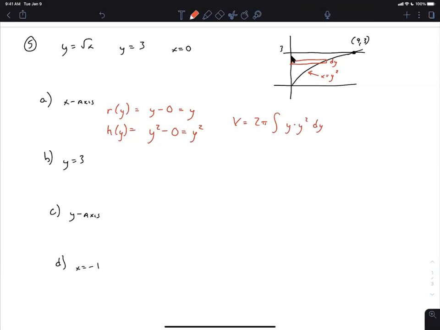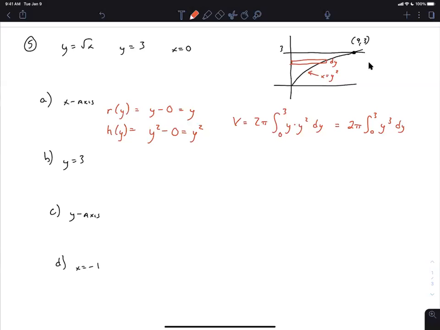And now we want to add all the y's in the region. Well, the lowest y in the region is 0, but the biggest y in the region is 3. So we go from 0 to 3. And now to just set it up, that's good enough. But to evaluate this, you would then say 2 pi integral 0 to 3 of y cubed dy, and then that's 1/4 y to the 4th, and you would go from there. Does that make sense to everybody?